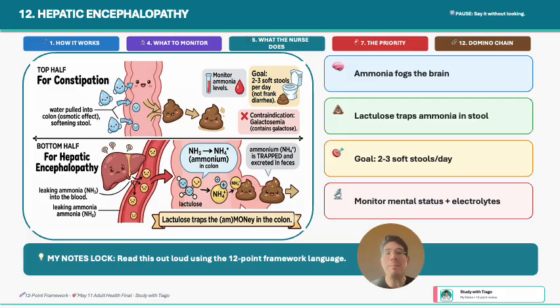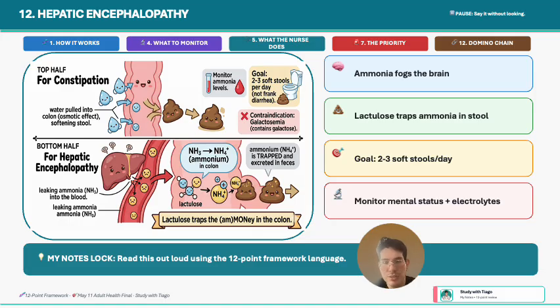Anyway, hepatic encephalopathy is brain dysfunction caused by liver failure, commonly connected to ammonia buildup. Normally, the liver helps process ammonia, so when the liver cannot clear it well, ammonia can rise and affect the brain. The patient may become forgetful, sleepy, confused, irritable, or disoriented. They may have asterixis, the flapping hand tremor. Severe cases can progress to decreased level of consciousness and coma.